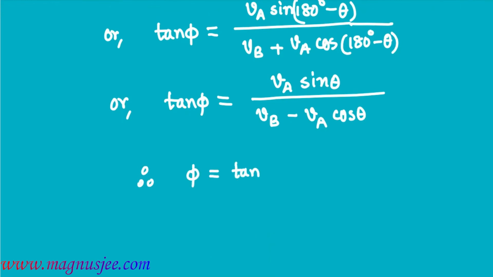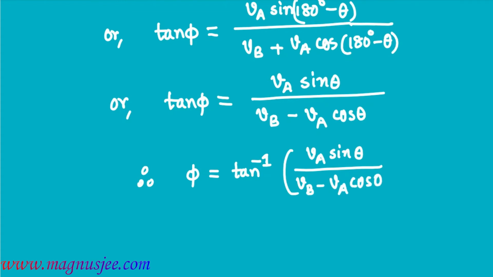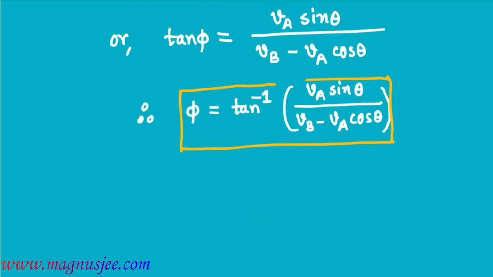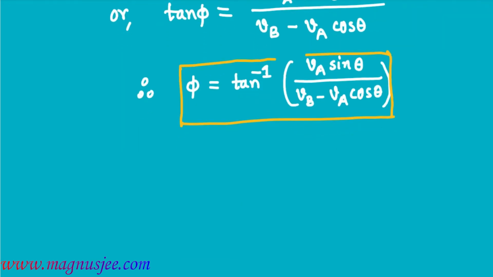Therefore, phi equals tan inverse of VA sin theta divided by VB minus VA cos theta.